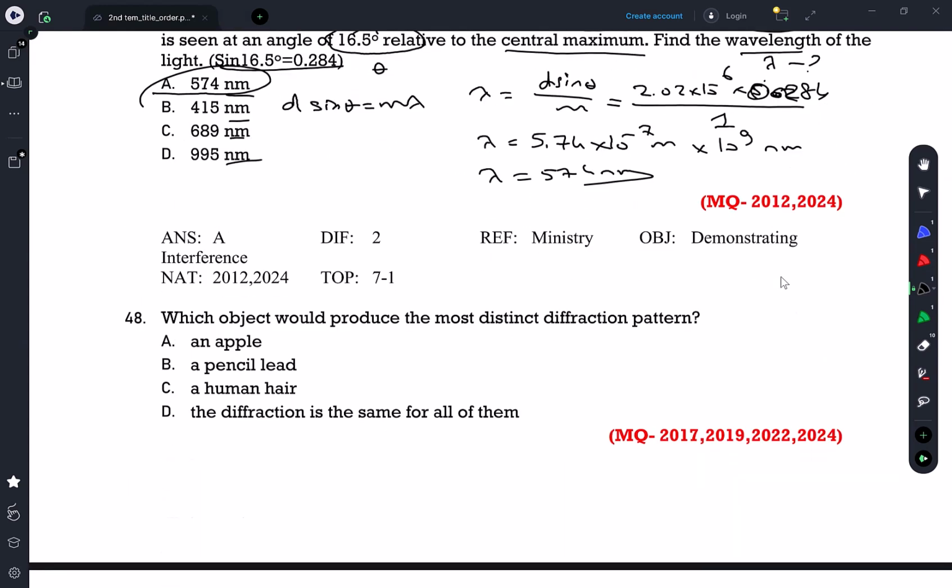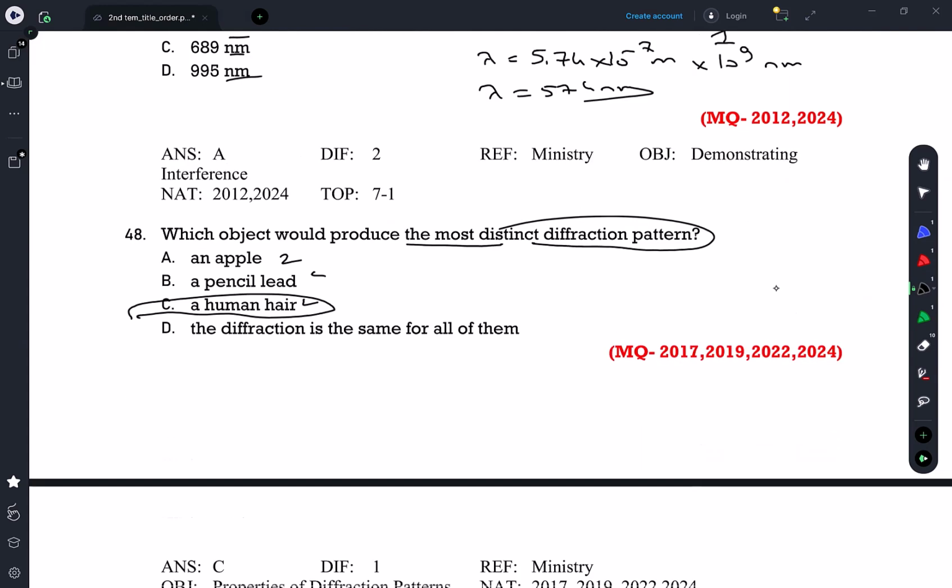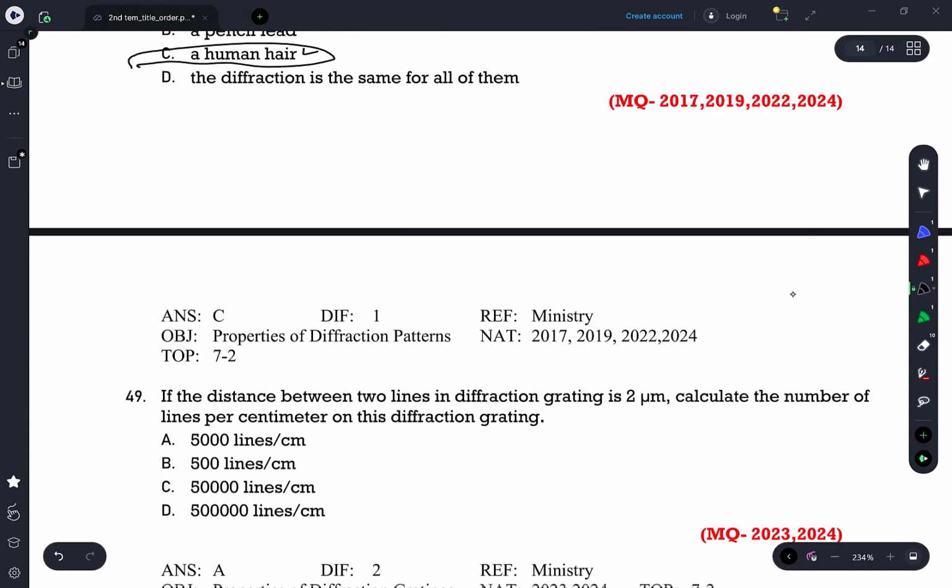Which object would produce the most distinct diffraction pattern? Which object has the smallest size? So the human hair has the smallest size. It will produce the most distinct diffraction pattern.